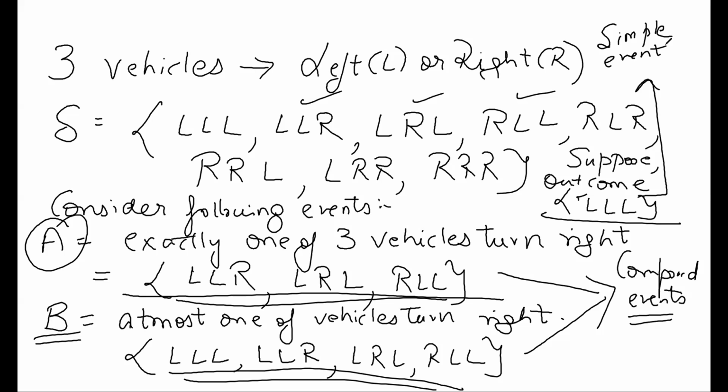But you can see multiple events occurring simultaneously. Why? Because LLL is occurring here also, in the event that at most one of the vehicles turns right. So when a simple event occurs, compound events also occur simultaneously. When all three vehicles have turned left, that's a simple event, but that outcome is also a part of B, since at most one of the vehicles turning right also includes LLL.